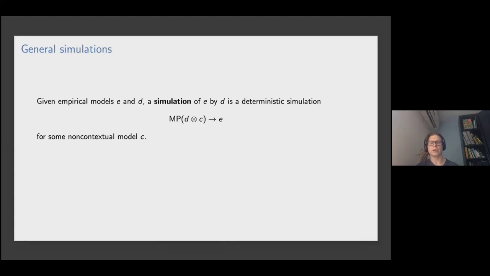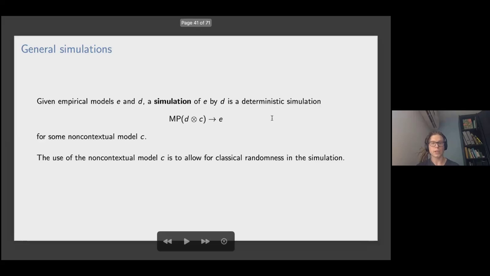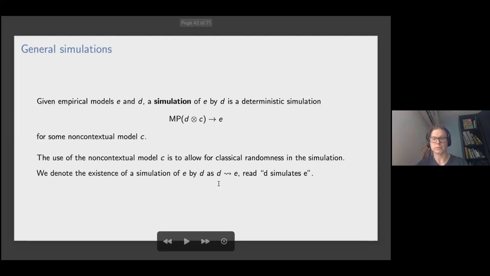And now the earlier theory we've done guarantees that these compose. And now the C lets us use classical randomness. Then we use a symbol to say that a map like this exists. We just write that there's a map, squiggly arrow, from D to E, and we'd read it as saying D simulates E.